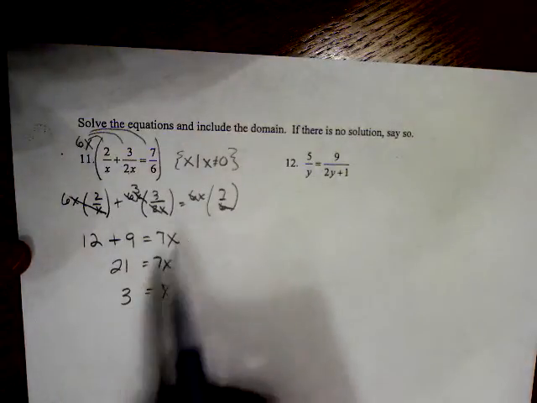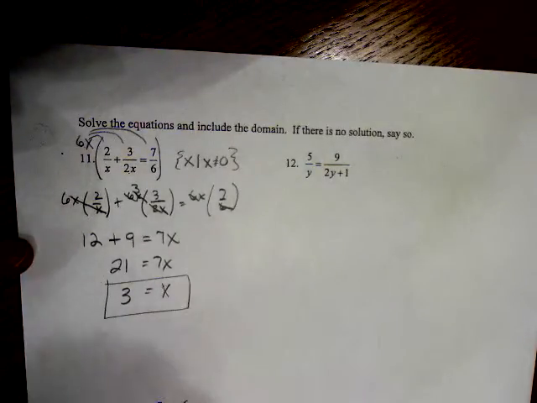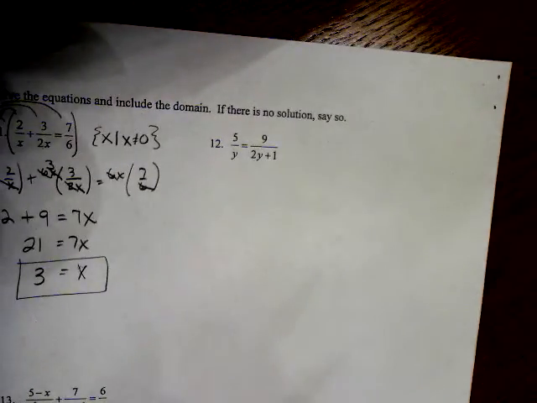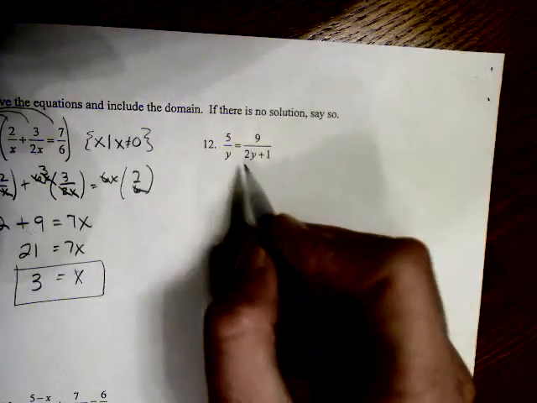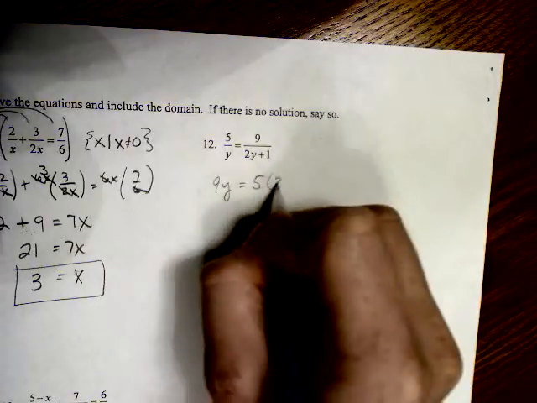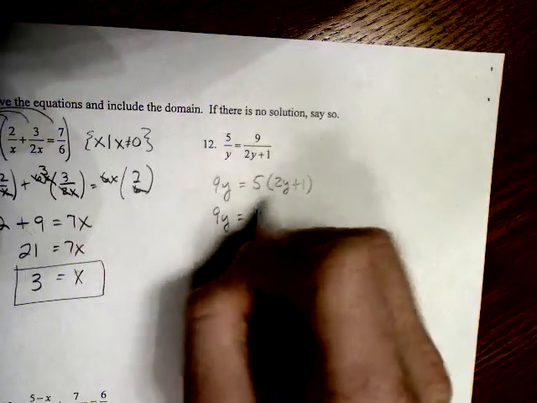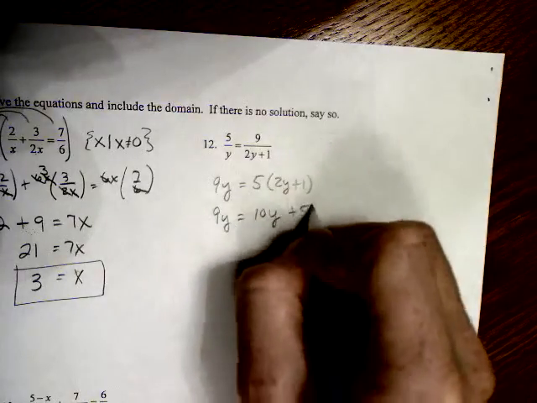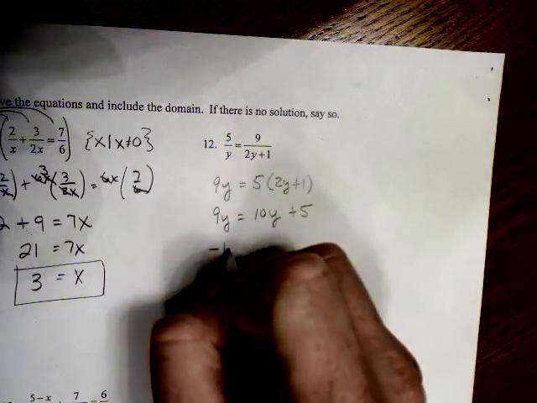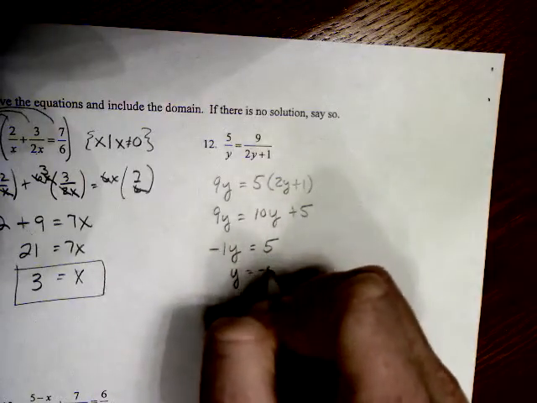We have to check to make sure that's not in our domain restriction, and it's not, so the solution is x equals 3. Over here in number 12, we just have a proportion, so we can just cross multiply and set them equal to each other. So we can have 9y is equal to 5 times 2y plus 1. Expand this out, 10y plus 5. Get y's together on the same side, so that's going to be a negative 1y equals 5. So y is going to equal negative 5.